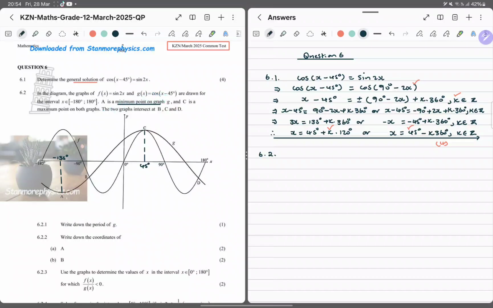So we know the coordinates of A. Of course, the minimum is at 1. So the coordinates of A are going to be minus 135 and essentially 1, because that should go to minus 1. Oops, that's so slurred. They have the same minimum. So this should be at minus 1, and that should be at 1.